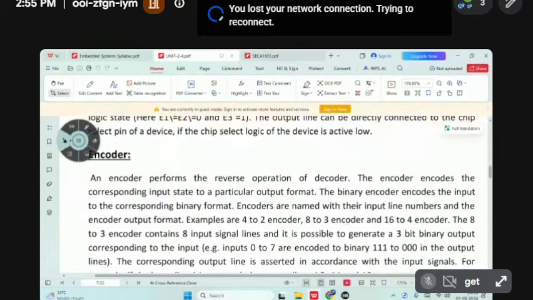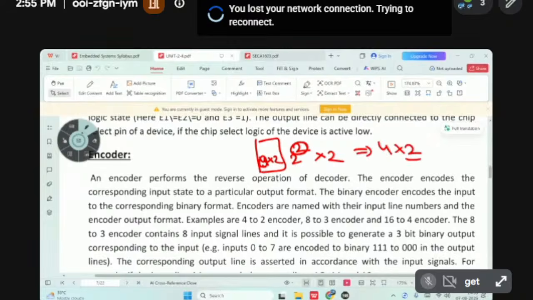Suppose we have a 4 to 2 encoder, right? So we have this type of encoder, 4 to 2. The meaning is that this 4 may be produced with the help of 2 to the power of 2. That's why I have taken the value 2. So 4 into 2, the output value should be 2 only. Only 2 signals will be generated.